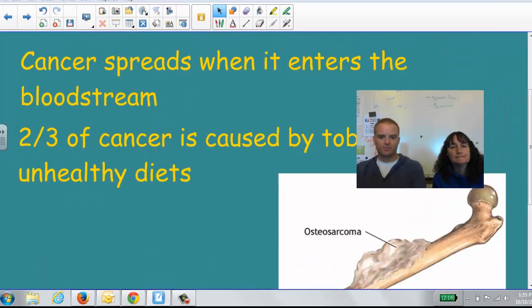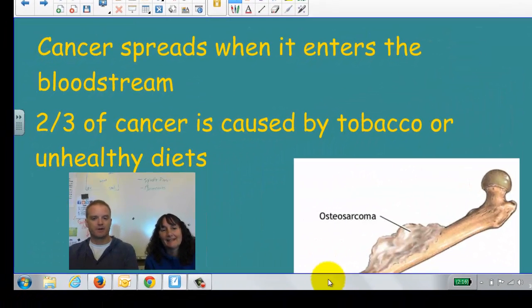We preach on it a lot, and I'm sure your parents do too, about diet and things like that and tobacco use, but the facts don't lie on this. The research shows that two-thirds of cancer is caused by tobacco use and unhealthy diets. Think about those fatty fried foods. That's a major contributing cause of cancer in people.